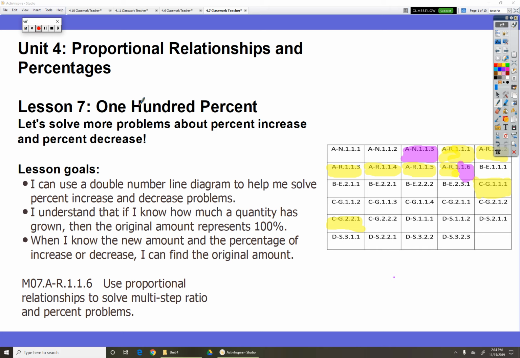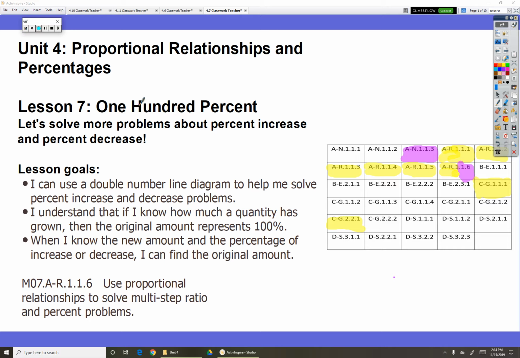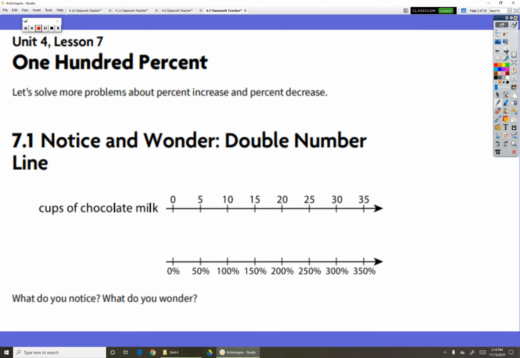Alright, today's lesson 7, 100%. So we're going to be solving some more problems about percent increase and percent decrease. We'll be using some double number line diagrams today and be able to find the original amount if we know the new amount and the percentage of increase or decrease.